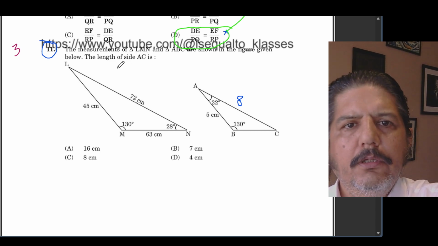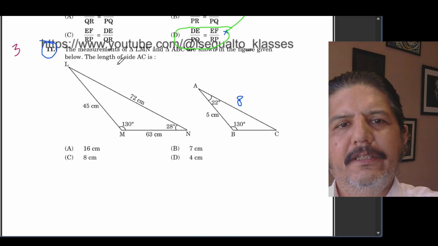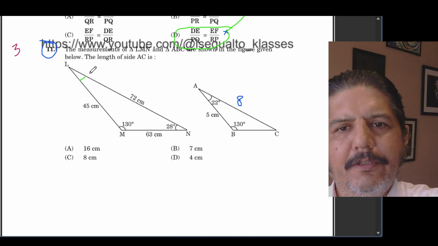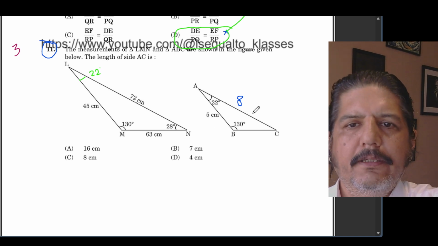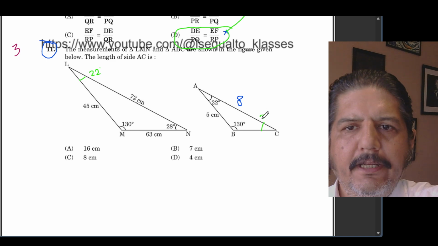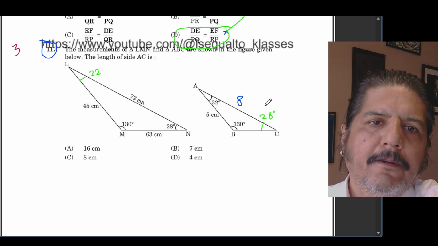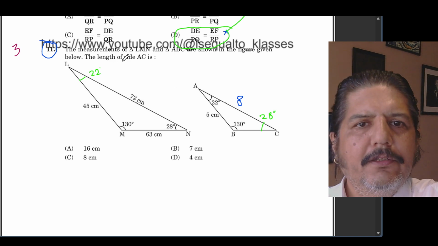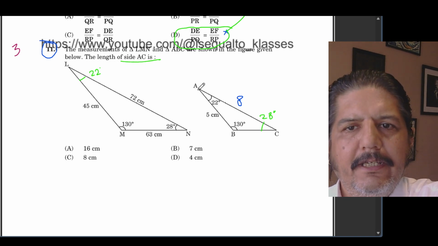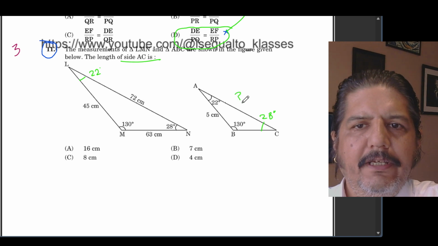Measurements are shown; find the length of the side AC. Again, in all these questions, you should understand that the chapter is similar triangles only. So this would be 22 degrees and this would be 28 degrees. So that goes without saying that the triangles are similar. Ratios would be the same. Now, here I need to find the length of AC. This is not given, so I have to find it.